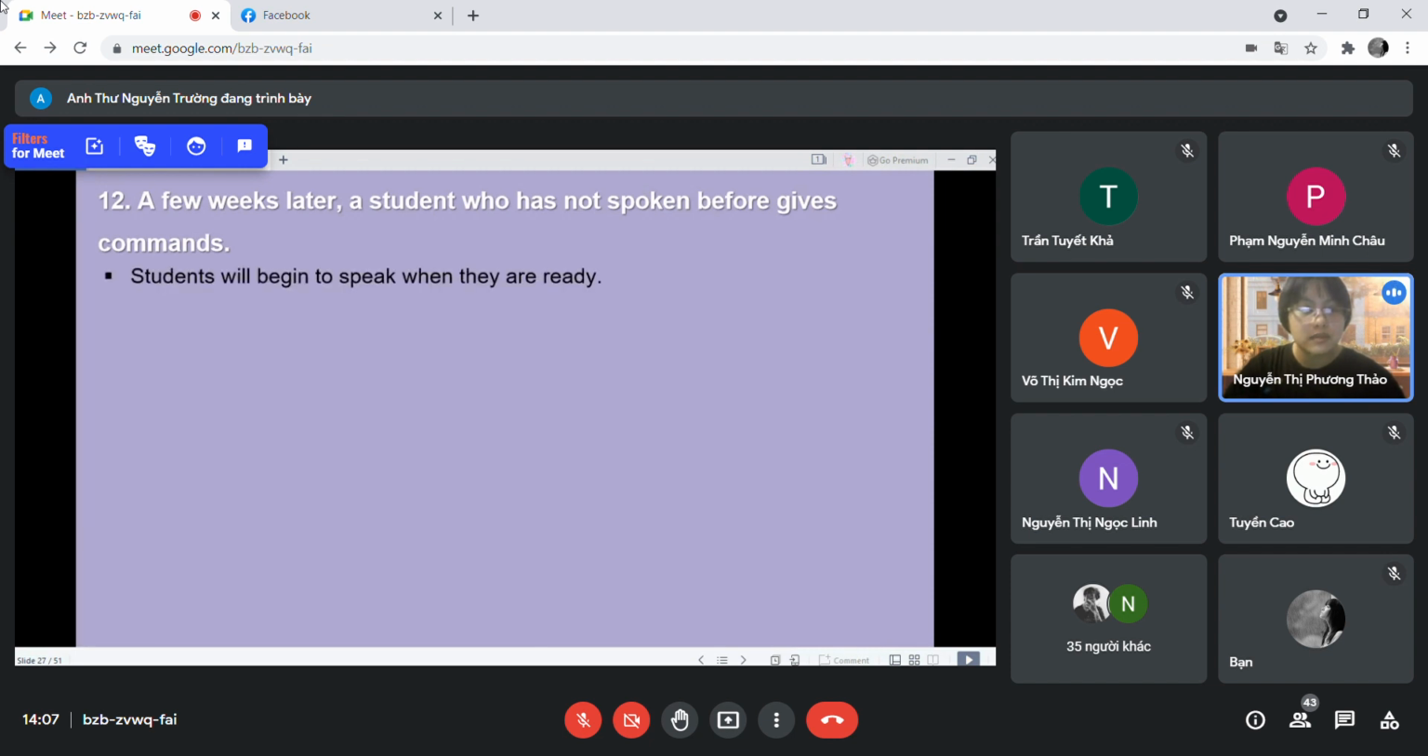The next one is a few weeks later, a student who has not spoken before gives commands, and about the principle, students will begin to speak when they are ready. They use the target language naturally in communication.